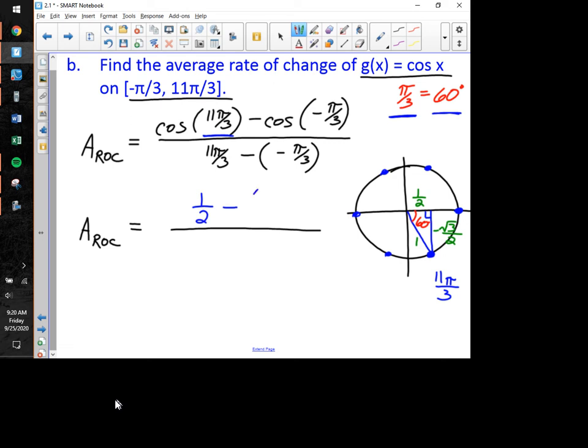Minus, now we're going to do something here. We're going to take the cosine of negative pi over 3. And some of you see the joke already. Negative pi over 3, guys.